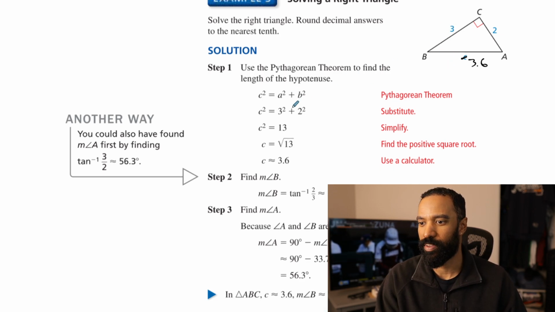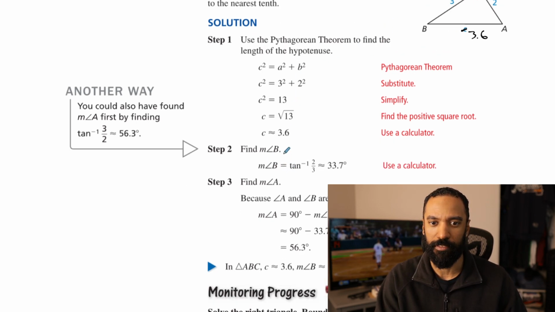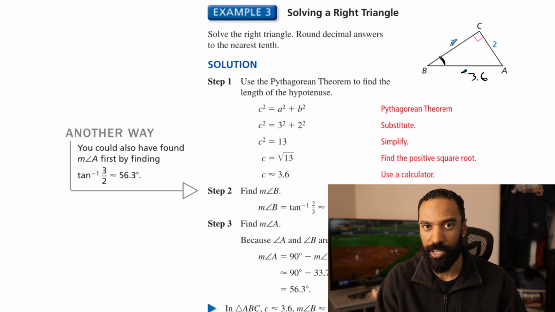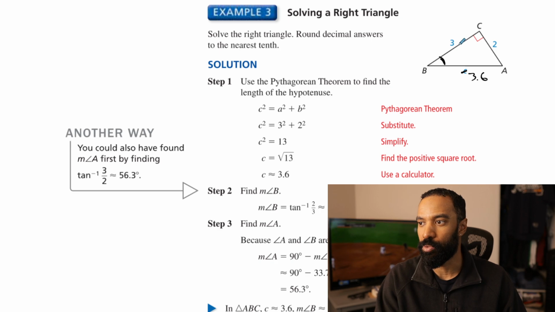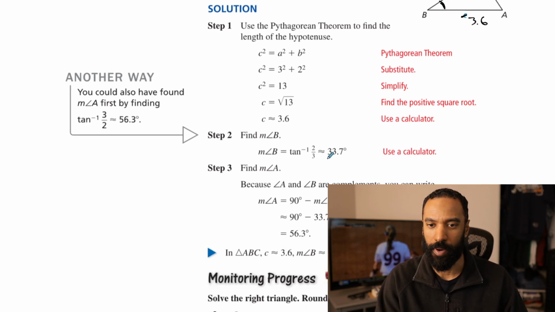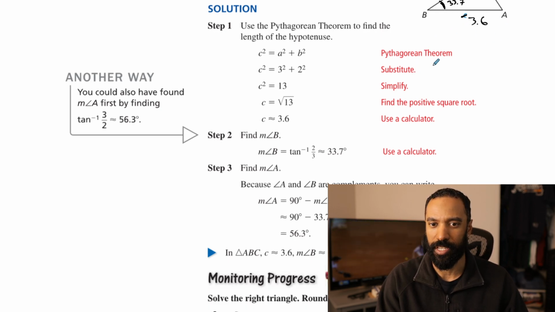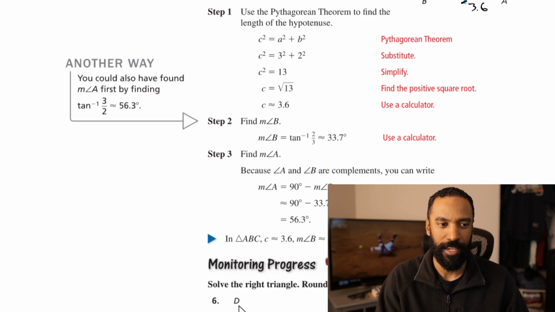So how can I find measures of angles B and A? Well, let's find the measure of angle B first, how they do. They're going to use inverse tangent. So the tangent of angle B is 2 over 3, opposite over adjacent. The inverse tangent of 2/3 will give me the measure of angle B, which is around 33.7 degrees. Now, I could have used, like I said, inverse sine of 2 over the square root of 13, or inverse cosine of 3 over the square root of 13, but I wouldn't want to use the 3.6 as it's rounded. It might slightly change my answer.